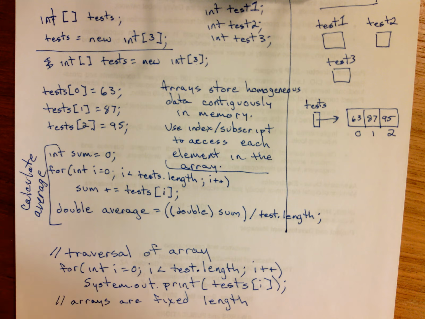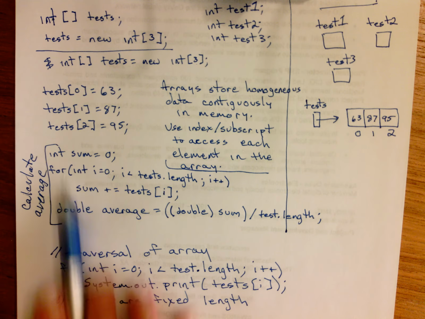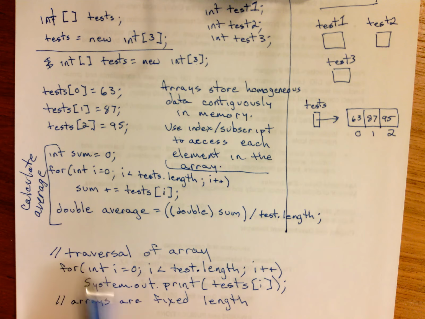So to summarize, this video showed us calculating an average, it showed us traversing an array, and it let us know that arrays are fixed length. They cannot be resized once you've created them.